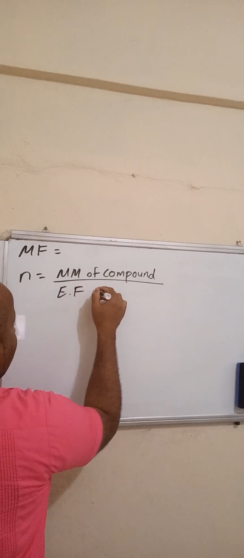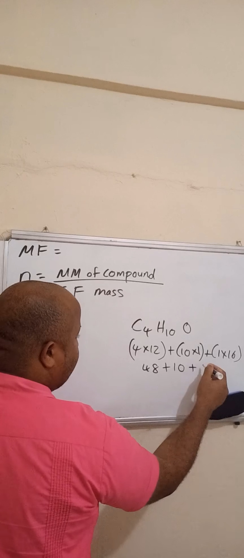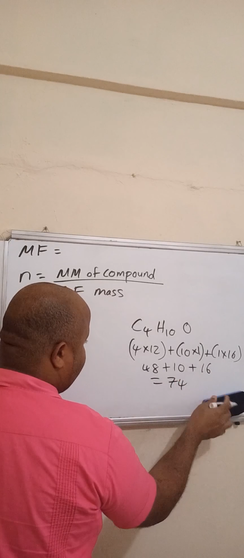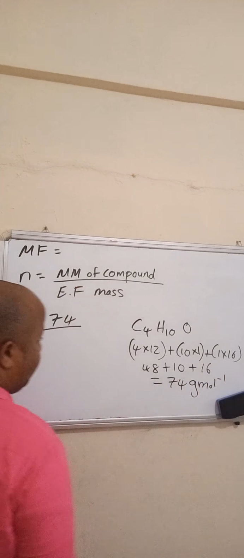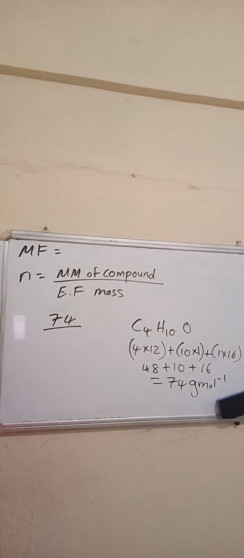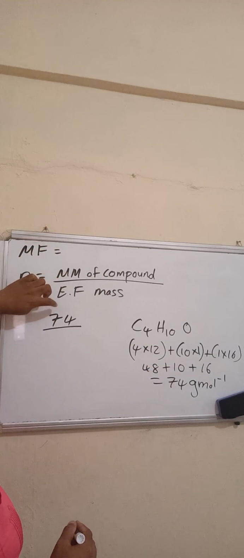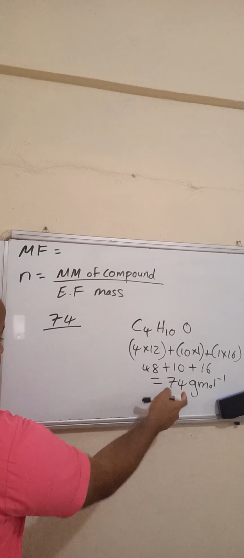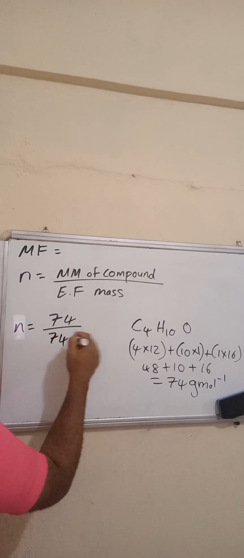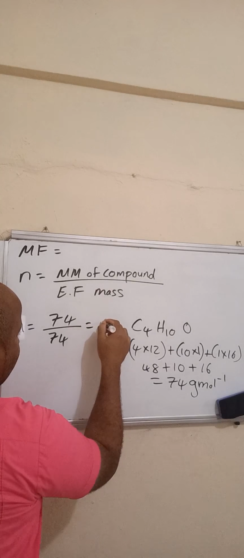C4H10O. Put the number of atoms first. So 4 atoms of carbon, a mass of 12; 10 atoms of hydrogen with a mass of 1; and 1 atom of oxygen with a mass of 16. So 12 fours, that's 48, plus 10, that's 58, and 16 would leave you with 74 grams per mole. So in this case, the empirical formula mass and the molar mass of the compound are the same. So n is equal to 74 divided by 74, which is equal to 1.